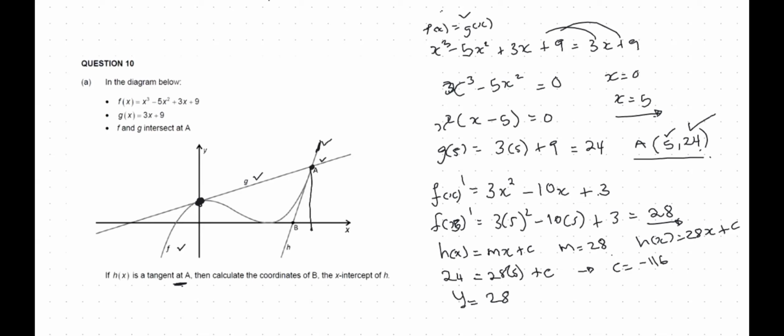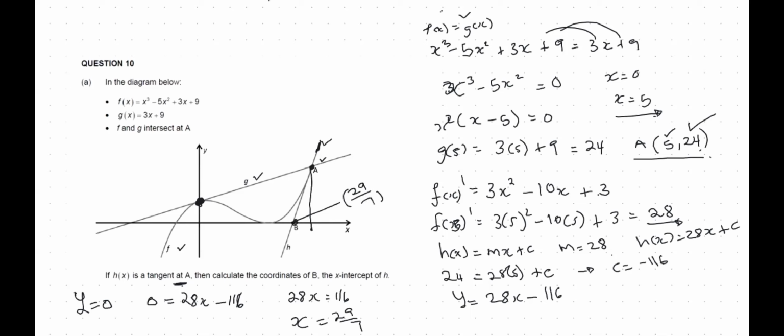Now that we have c, we have our complete equation that reads y is equal to 28x minus 116. To find our x-intercept, we're going to let y be equal to 0. So we will have 0 is equal to 28x minus 116. And we will have 28x is equal to 116, and that will then give us that x is equal to 29 over 7. So our B point over there is 29 over 7 and 0.